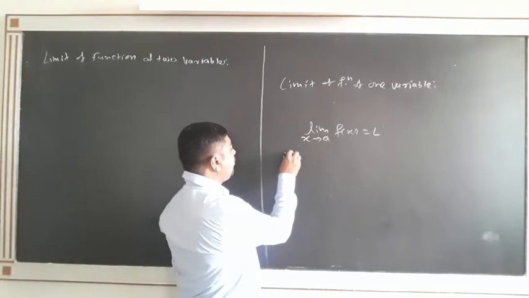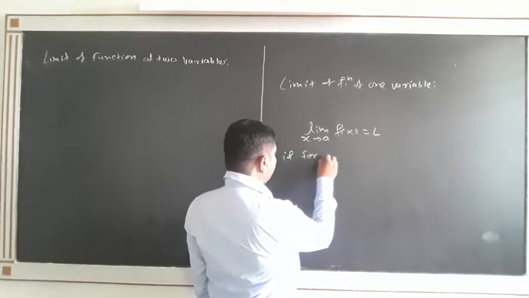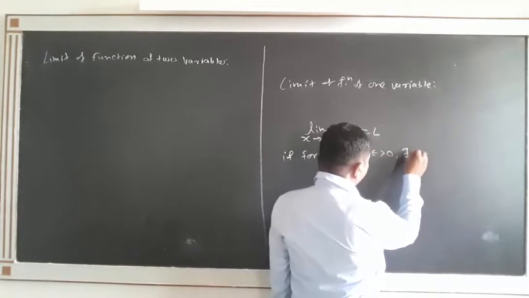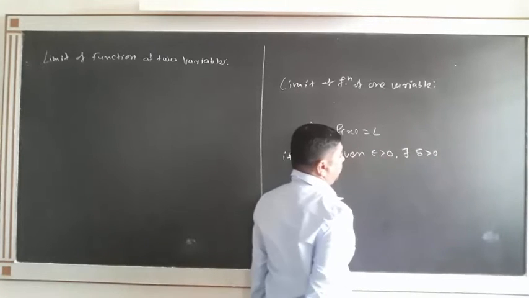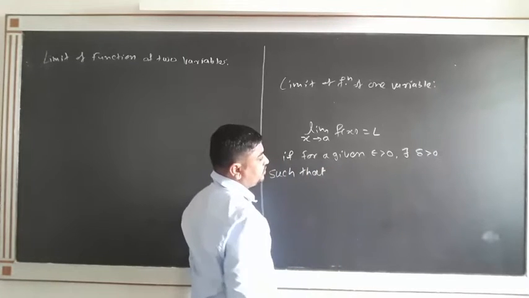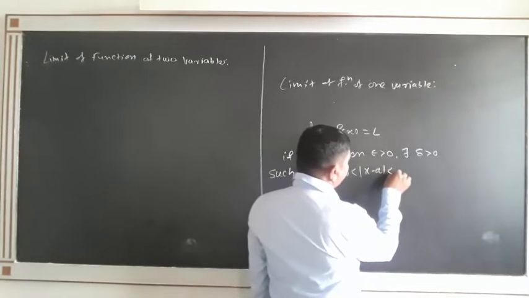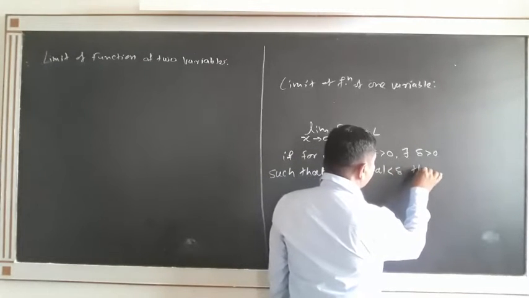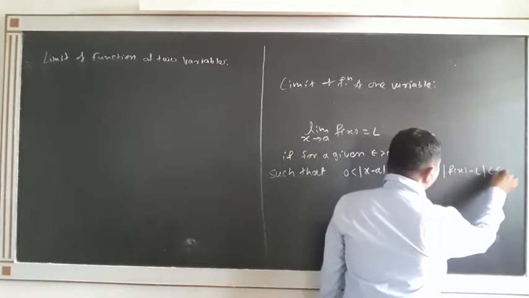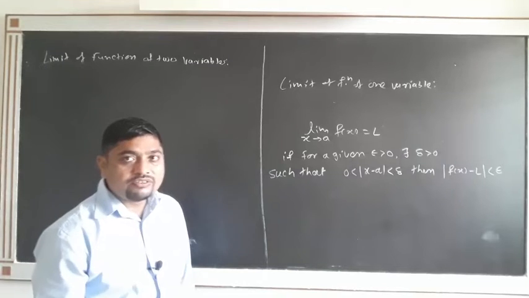When is it possible? What is the epsilon delta definition? If for a given epsilon greater than 0 there exists a delta greater than 0 such that 0 is less than mod of x minus a is less than delta, then mod of f of x minus L is less than epsilon. So we discussed this definition already.